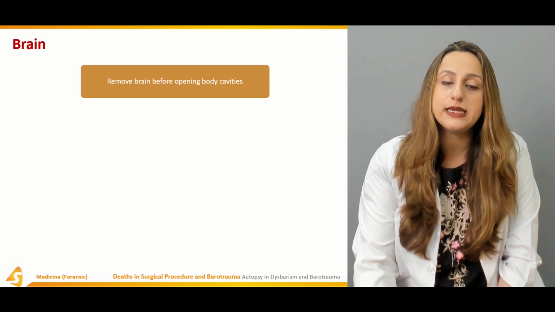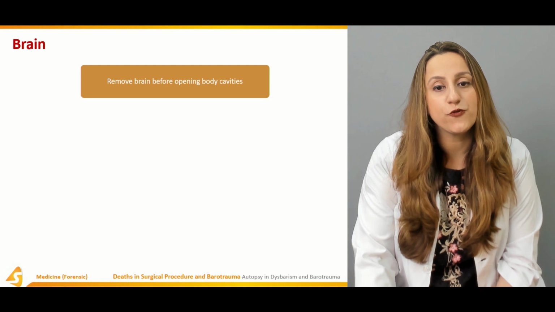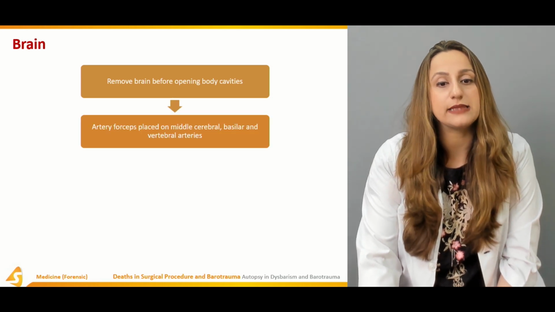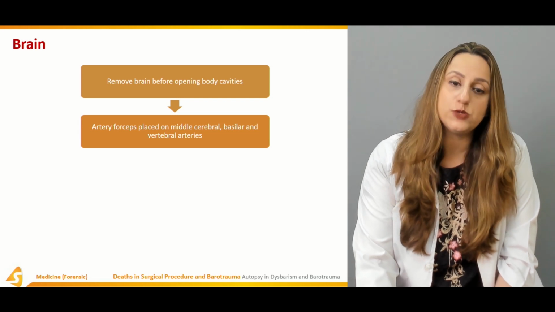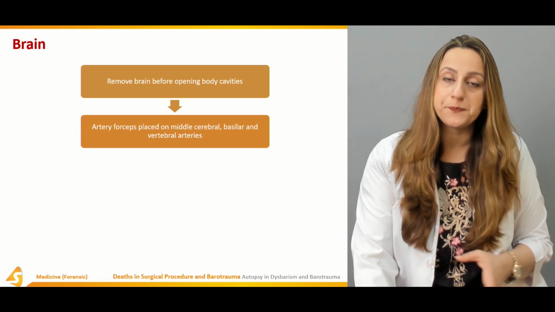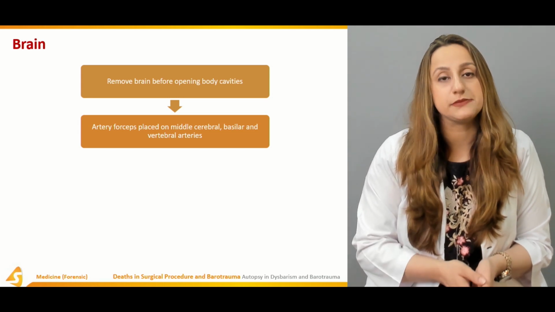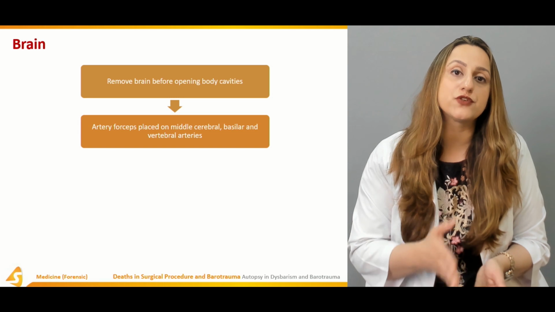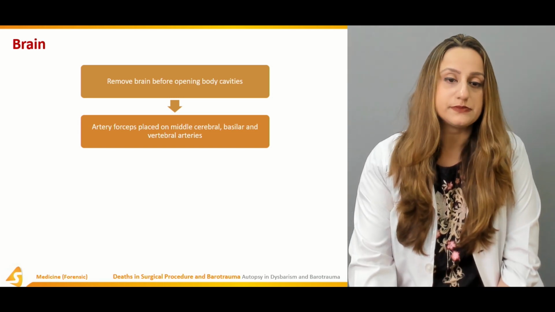First of all, the brain is removed before opening the body cavities, and artery forceps are placed on the middle cerebral, the basilar, and the vertebral arteries. These are the arteries that we have to look for, and we have to look for signs of damage to the endothelium. And again, we have to look for signs of ischemic injury that is observed in these vital organs.